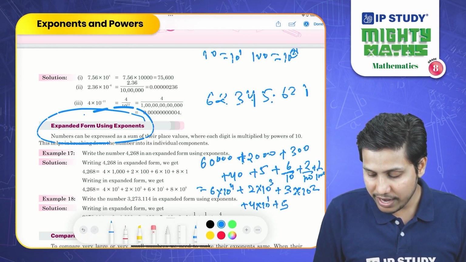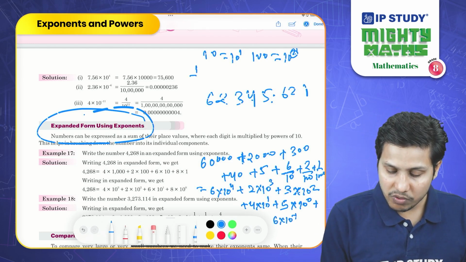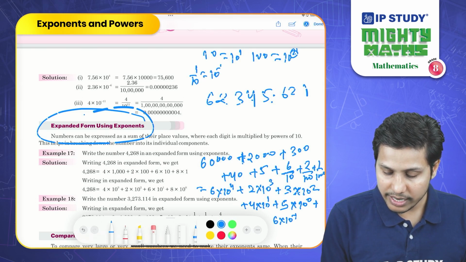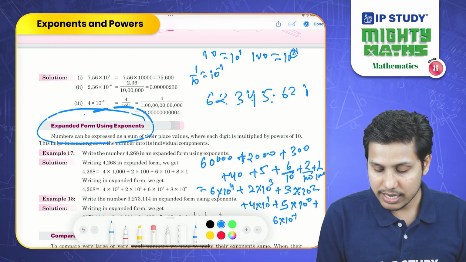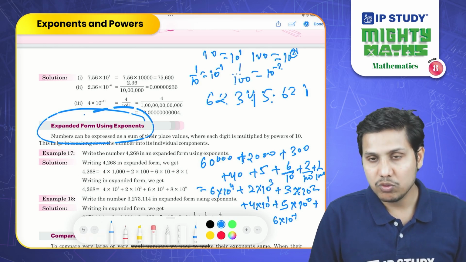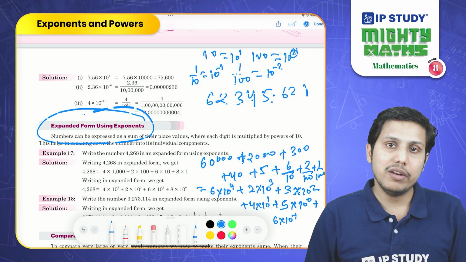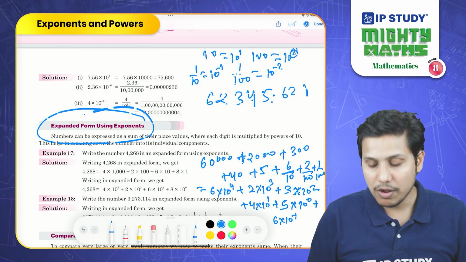Then we'll have 5 times 10 raised to the power of 0, plus 6 times 10 raised to the power of -1, because expressions like 1 over 10 are written as 10 raised to the power of -1. Yes, then 1 over 100 is written like 10 raised to the power of -2. So similarly, instead of positive exponents, we use negative exponents to represent these kinds of numbers.